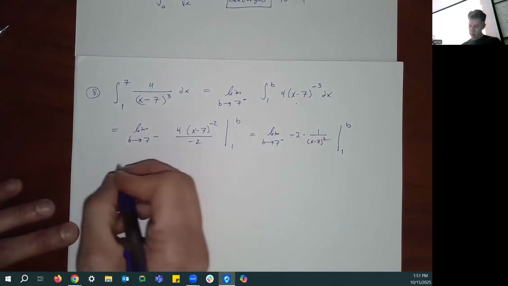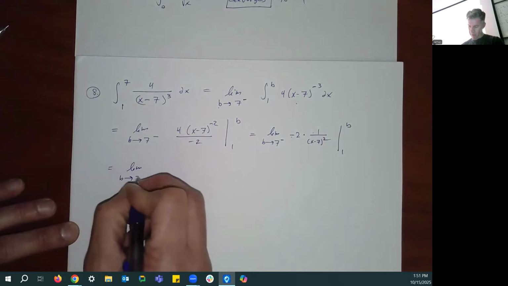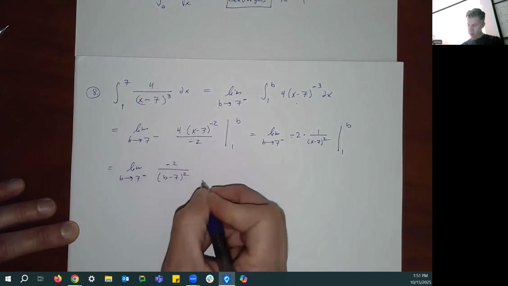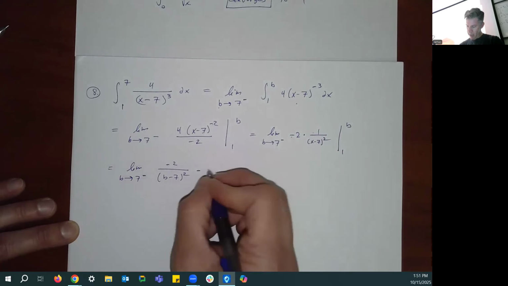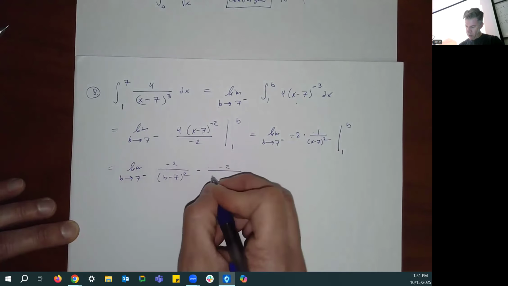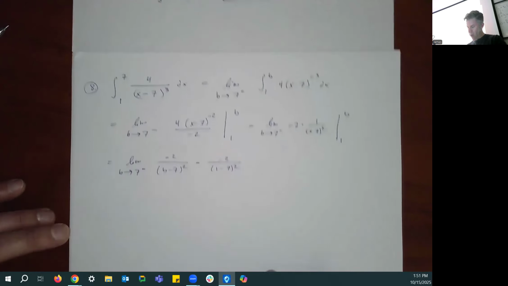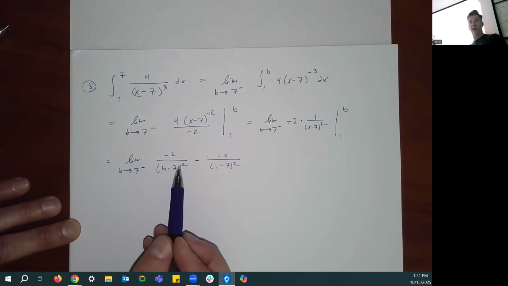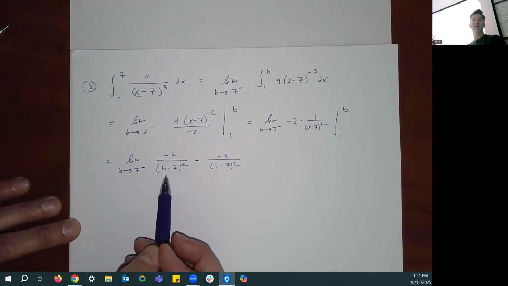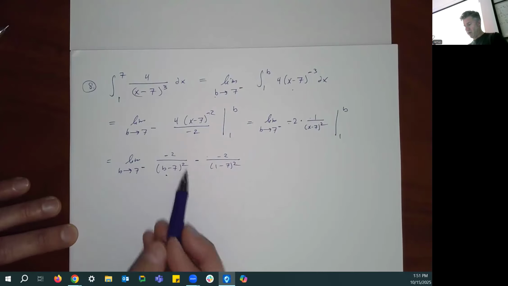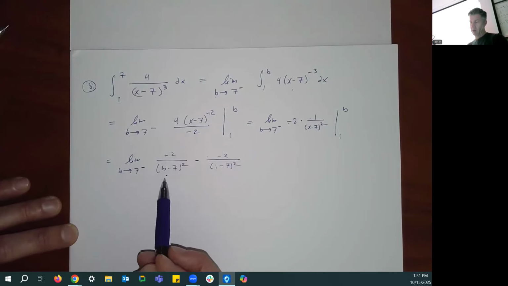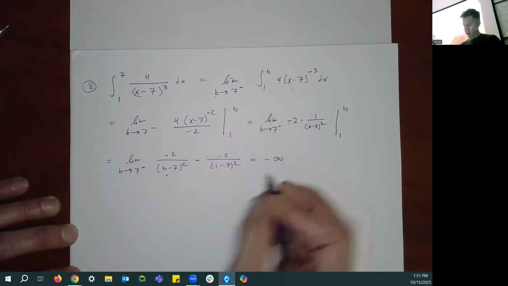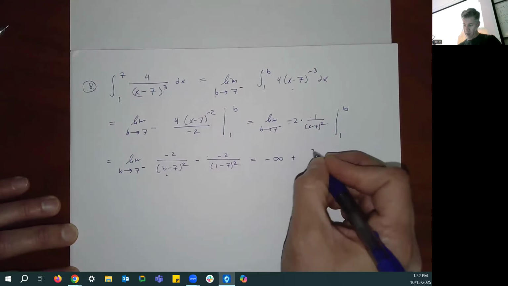Now we're going to plug in. We're going to get the limit as b approaches 7 from the left of negative 2 over b minus 7 squared minus negative 2 over 1 minus 7 squared. And right here, that's where we're going to have a problem. Because if you plug in 7, 7 minus 7 is 0, 0 squared is 0, and division by 0 is undefined. So this definitely is diverging. Specifically here, you have a negative number over a positive number, so it's diverging to negative infinity. Don't really care that much, but negative infinity plus, I don't care, plus 2 over 36.